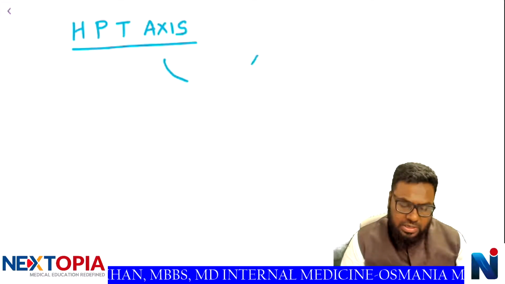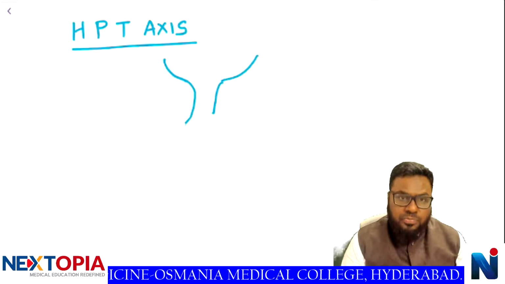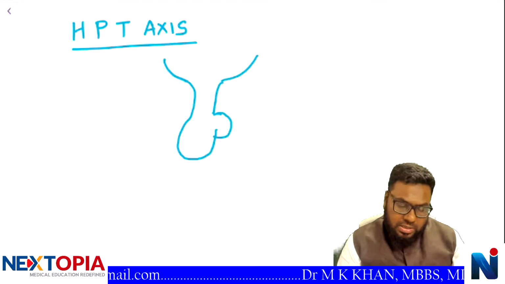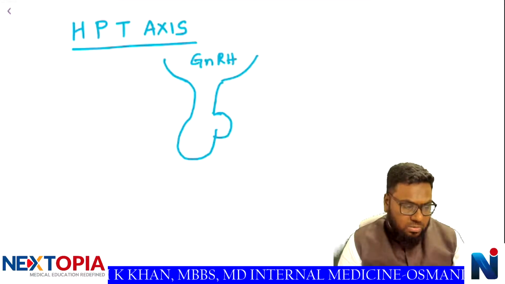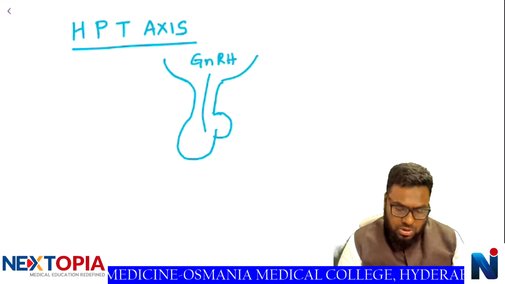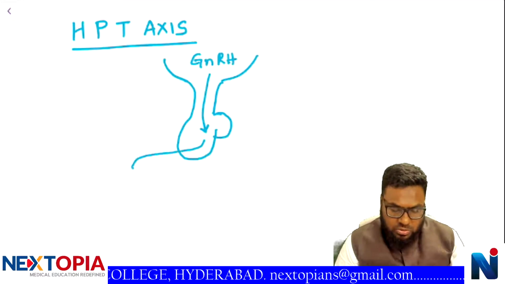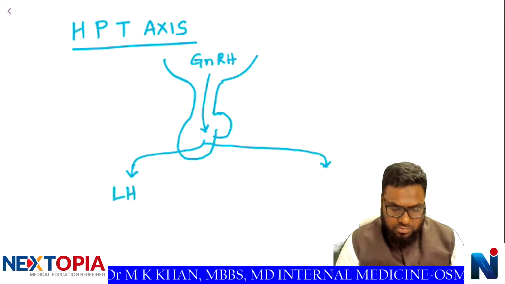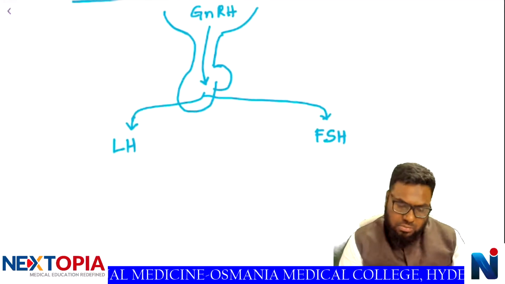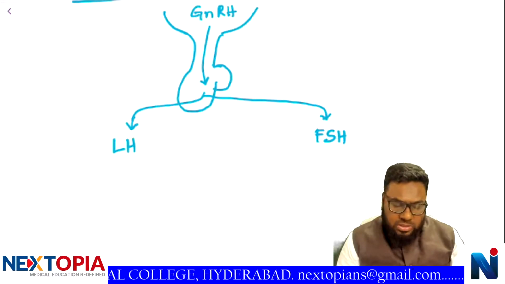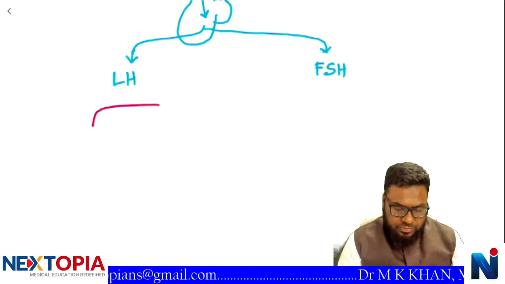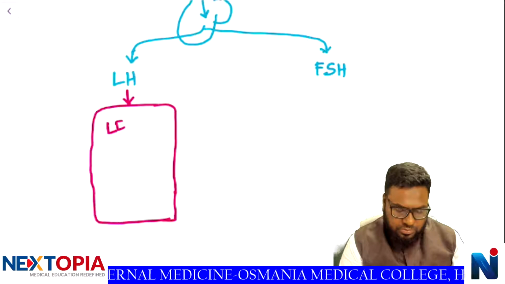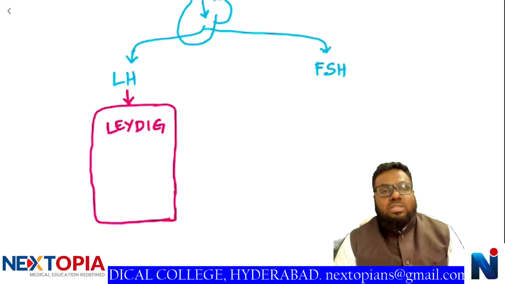So we have the hypothalamus somewhere here, and this is the stalk of the pituitary, with a smaller lobe and a larger lobe of the pituitary. Here in the hypothalamus we have gonadotropin releasing hormone. This gonadotropin releasing hormone acts on the pituitary to release two important hormones, the LH and the FSH. Now LH acts on the Leydig cells of the testis.